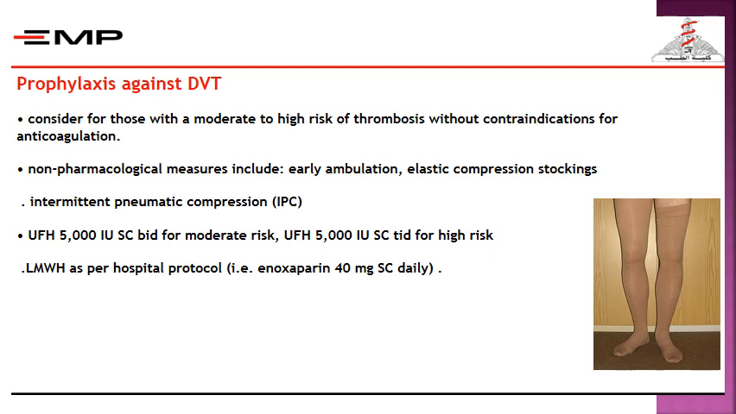Prophylaxis against deep venous thrombosis. Prophylaxis is considered for those with a moderate to high risk of thrombosis without contraindication for anticoagulation. Non-pharmacological measures include early ambulation or elastic compression stockings, like that in the picture in front of you, and intermittent pneumatic compression. We may give unfractionated heparin or low molecular weight heparin according to the protocol of the treating center as prophylaxis against thrombosis in selected cases.